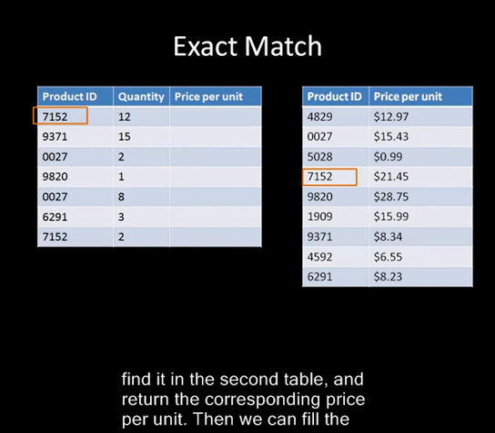I'll type equals V. Excel suggests VLOOKUP for me, I'll press the Tab key to put in the rest of the VLOOKUP name and open parentheses. In the screen tip below, you can see that the first argument in the formula is the lookup value. The lookup value is the value we're looking for in the second table.